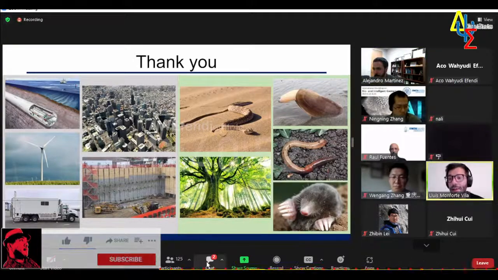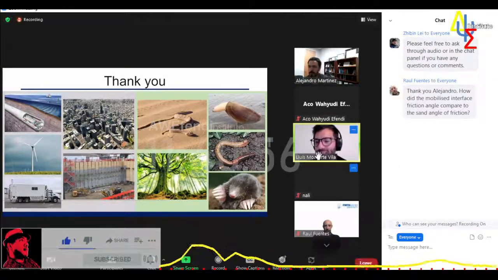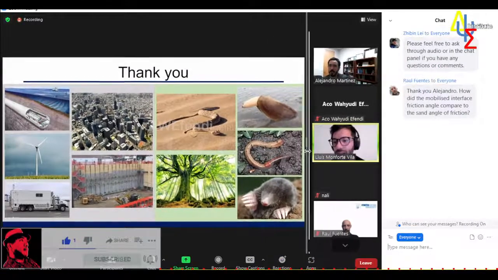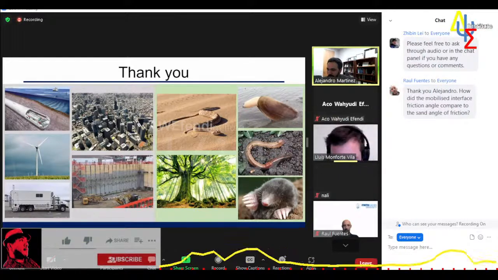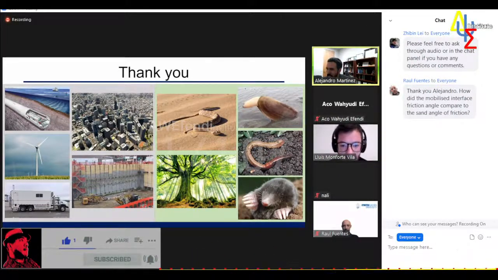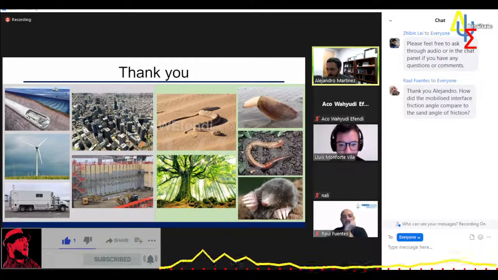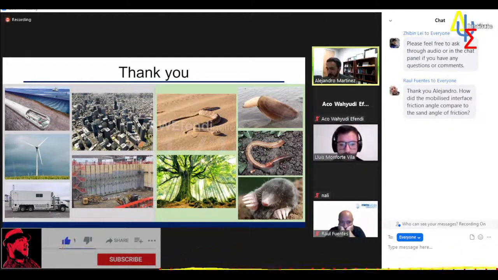Okay. Do we have any other question for our presenter? I see a question in the chat from Professor Raul Fuentes. He's asking how the mobilized interface friction angles compare to the sand angle of friction.